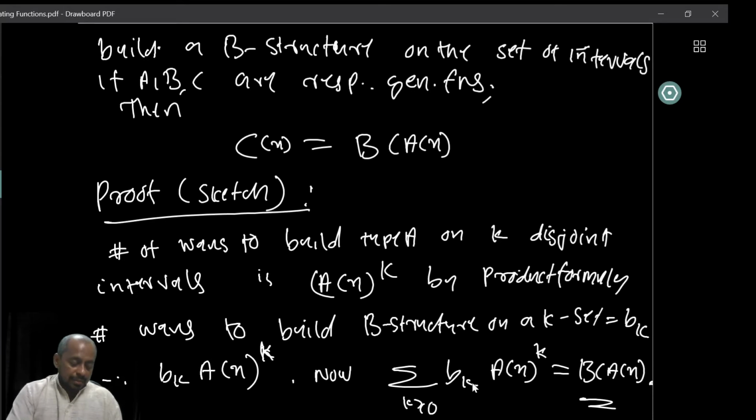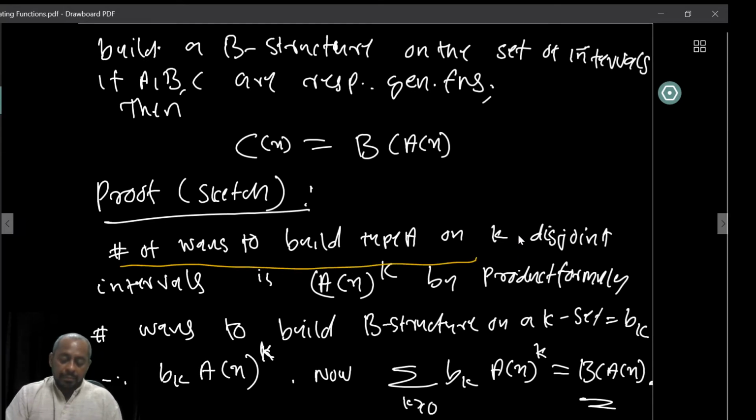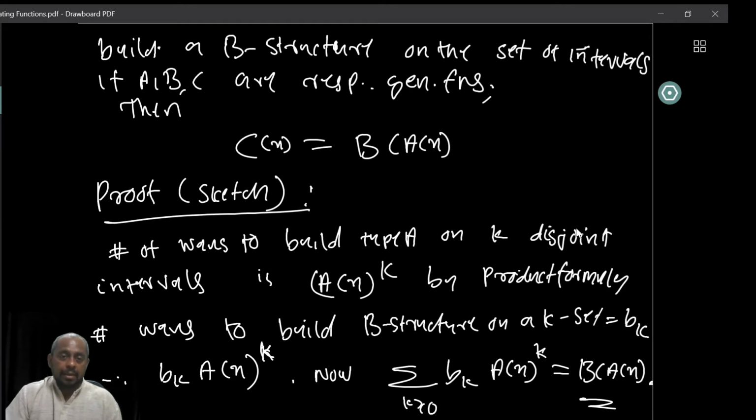So the proof sketch is as follows. The number of ways to build type A structures on k disjoint intervals, right? Suppose for some k, we are splitting into k intervals.